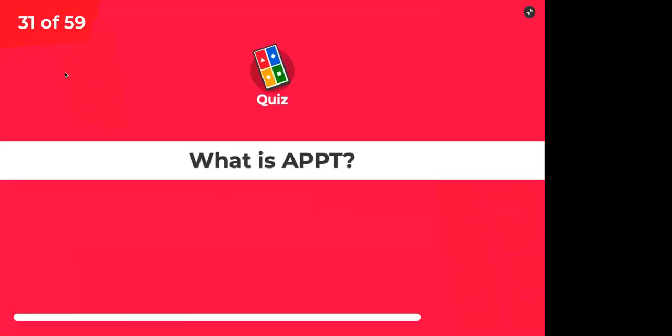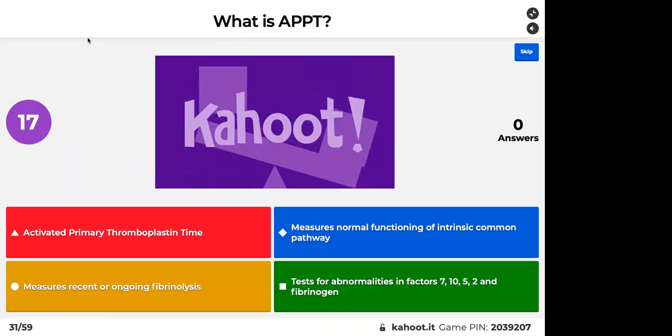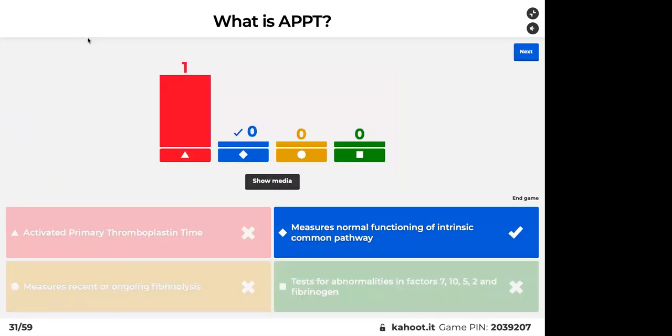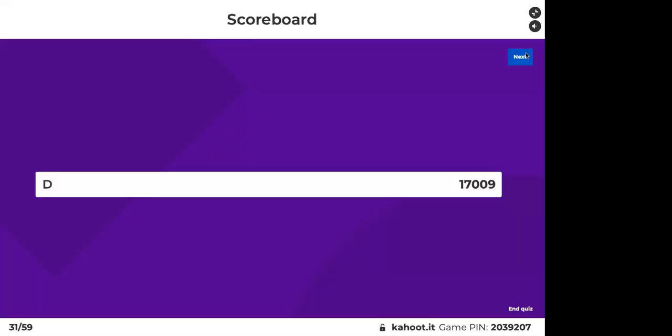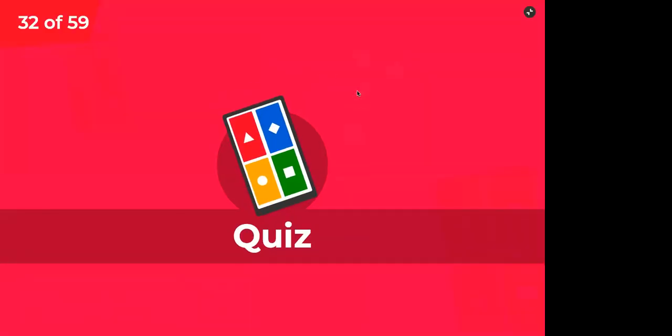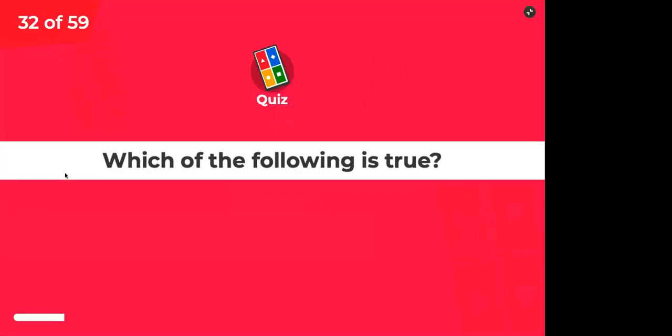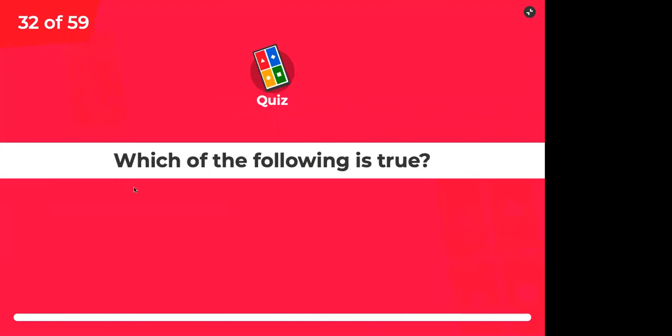What is APTT? Yep, so it is the blue option. It measures the function of the intrinsic and common pathway. It's actually activated partial thromboplastin time. That was just a mean question. There should be an explanation slide, I think, after 2 more questions, but I'll go over everything. Which of the following is true?